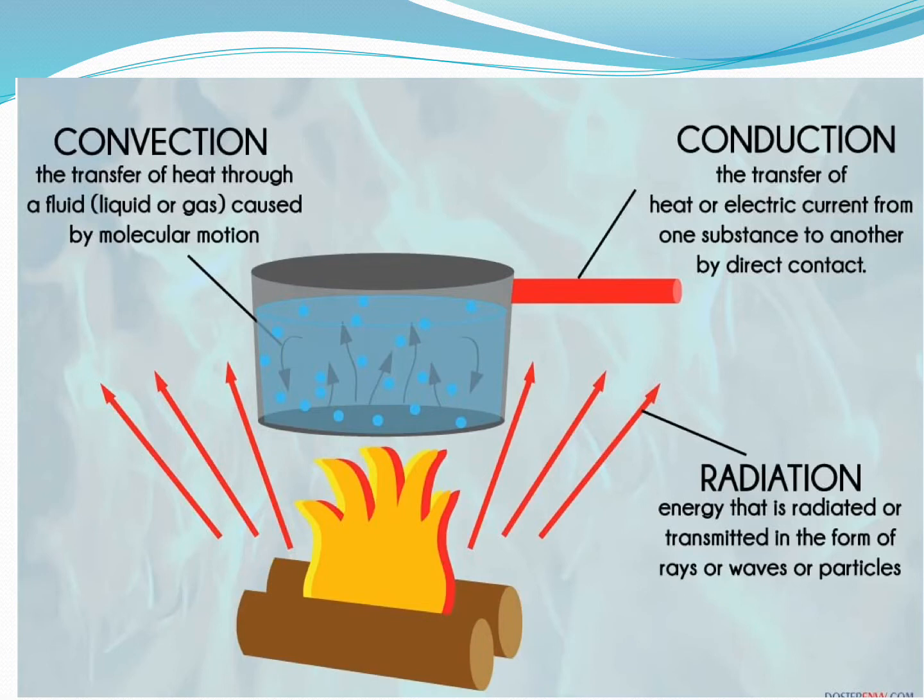The second one is conduction. Conduction is a transfer of heat or electrical current, but we will talk about heat in this part. It is the transfer of heat from one substance to another by direct contact, as you can see in the picture. Well, what about radiation? Radiation is energy that is radiated or transmitted in the form of rays or waves or particles.